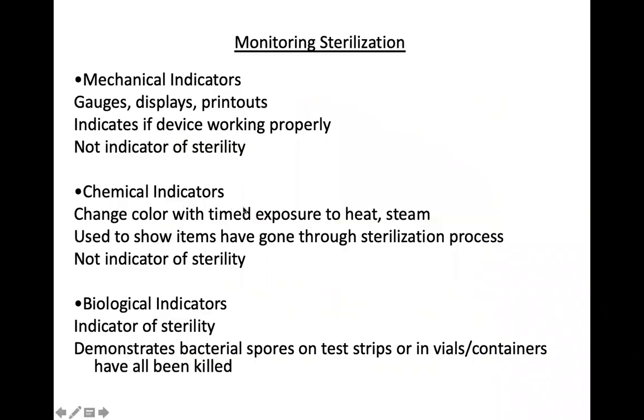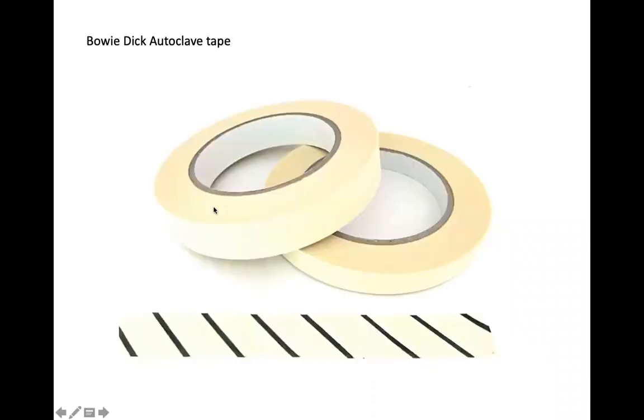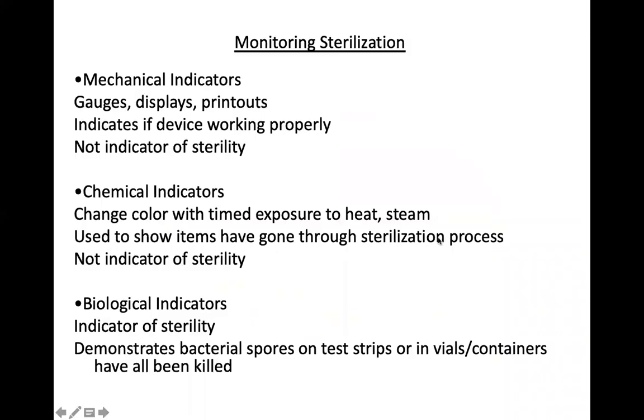These are chemical indicators. We have different indicators out there in the market. This is the autoclave tape. We have some that are in vials, liquid chemicals. They are all different, but their goal is the same, to show that items have gone through the sterilization process, and they change color with timed exposure. So that's external QC chemical indicators. The last one are the biological indicators, which are the only indicators of sterility.